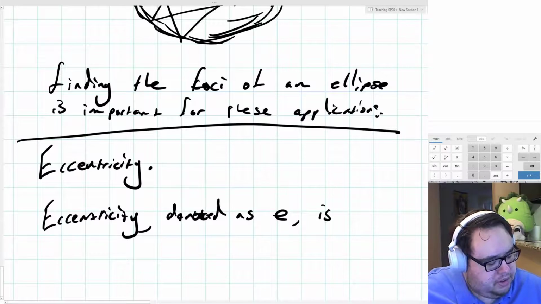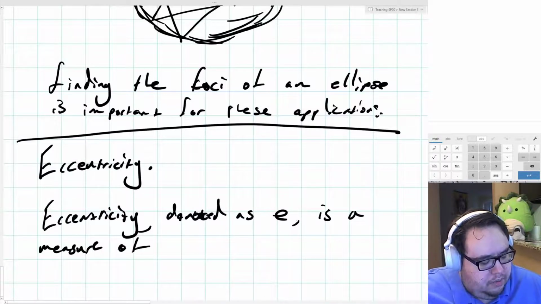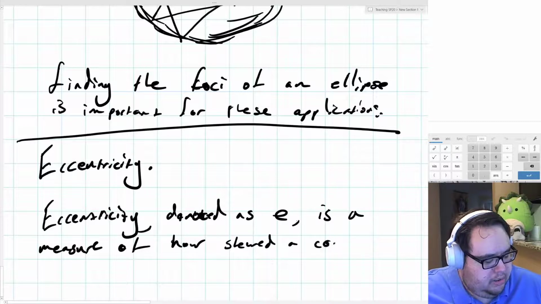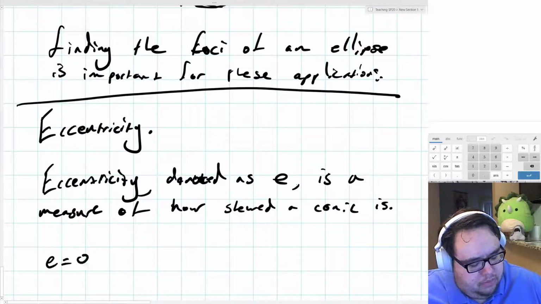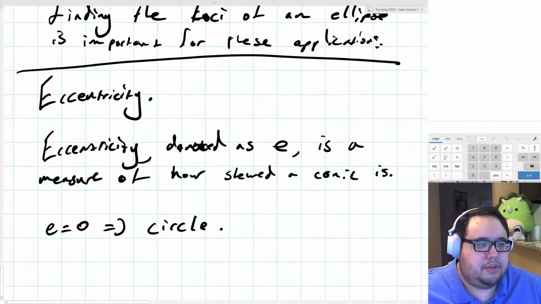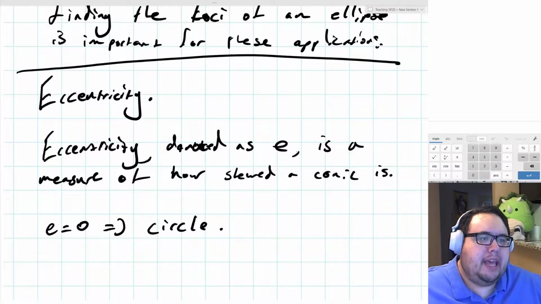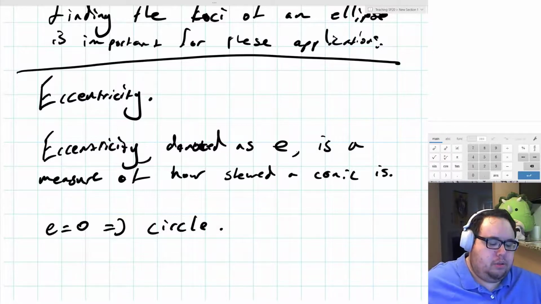But eccentricity is a measure of how skewed a conic is. If you have an eccentricity of 0, then you're a circle. So the least eccentric conic, an eccentricity of 0, is the circle. It's not skewed at all. It's pretty much just absolutely straight, right? And then as eccentricity grows, the circle starts to stretch out.